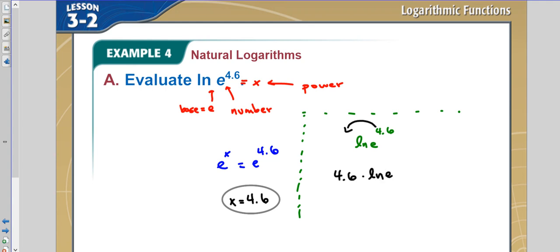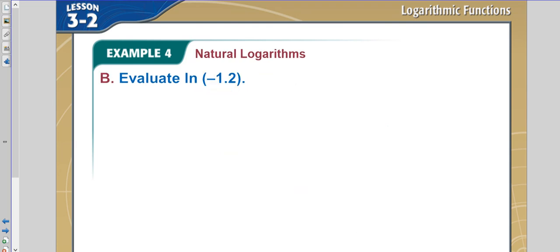If you go through and solve this one, you'd say, oh, my base is e, this is equal to x, so e to the x equals e to the first, so x would equal 1. Well, then you would multiply. 4.6 times 1 would equal 4.6. And you see you get the same answer. It's just two different ways of doing it. I stick with the way I've been doing it every time. To me, it's easier because we're consistent.